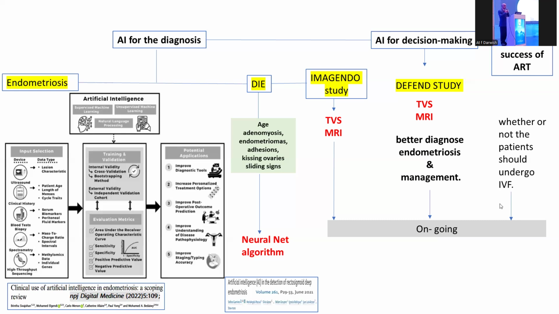Regarding the AI for decision making in cases of endometriosis, there is an ongoing study relying on transvaginal ultrasonography and MRI to have better diagnosis of endometriosis management, but again, it's deficient in many information that are necessary to stratify and to personalize the treatment of endometriosis, particularly systemic manifestations, gastrointestinal manifestations, surgical, urologic, and other manifestations. And lastly, AI was tried to predict the success of ART in patients of endometriosis and to define whether or not the patient should undergo IVF, and still an ongoing study.